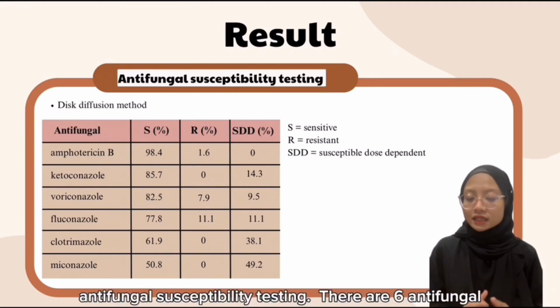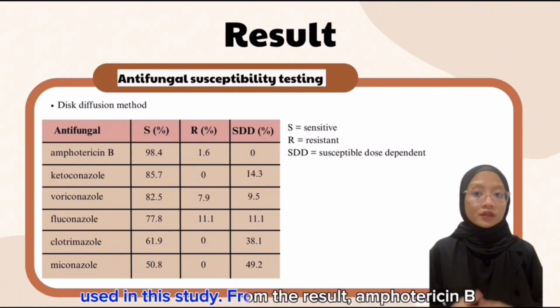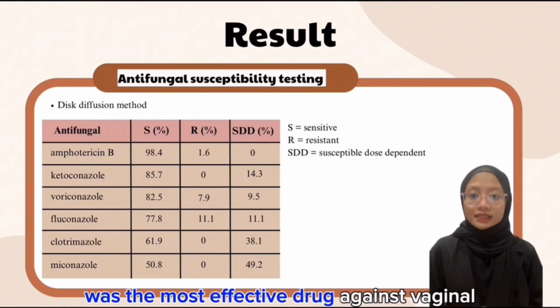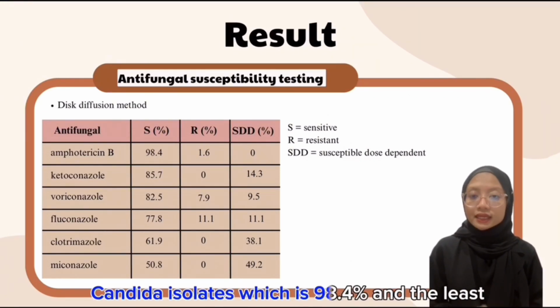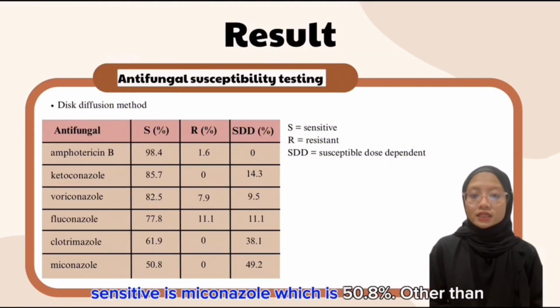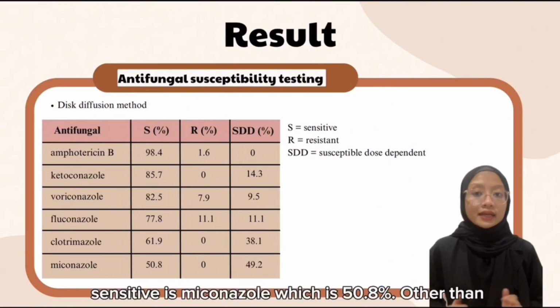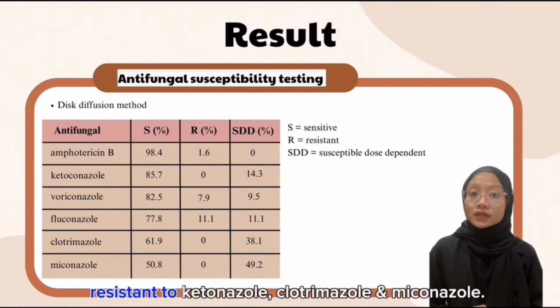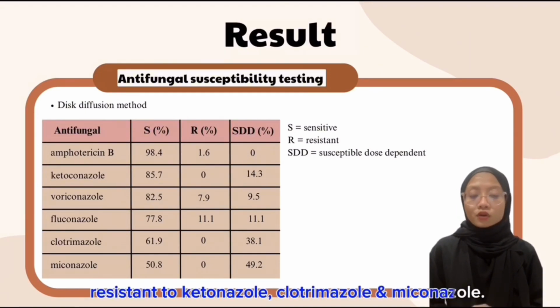There are 6 antifungals used in this study. From the result, amphotericin B was the most effective drug against vaginal Candida isolates, which is 98.4%, and the least sensitive is miconazole, which is 50.8%. Other than that, in this study, there is no Candida isolates resistant to ketoconazole, clotrimazole, and miconazole.